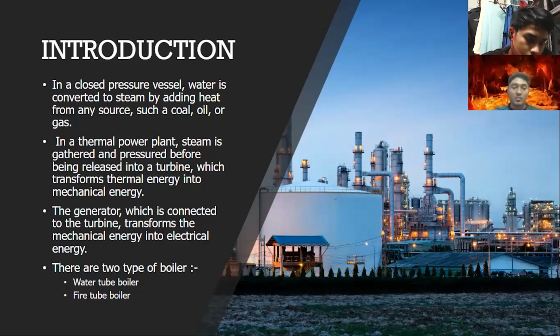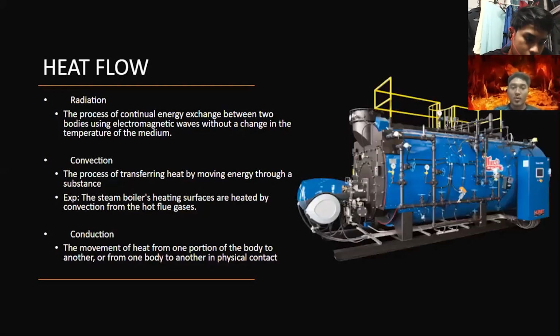So I will explain the types of boiler. Boilers have two types: the water tube boiler, and the second type, the fire tube boiler. In the boiler, there are three heat flows. The first one is radiation, the second one is convection, and the third one is conduction. I will explain radiation.